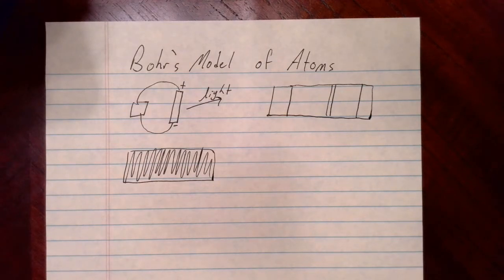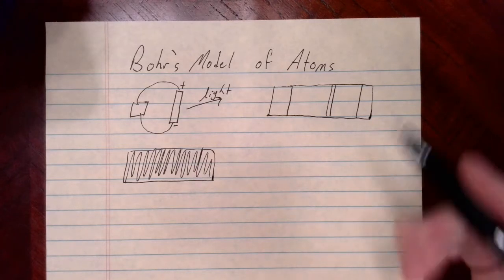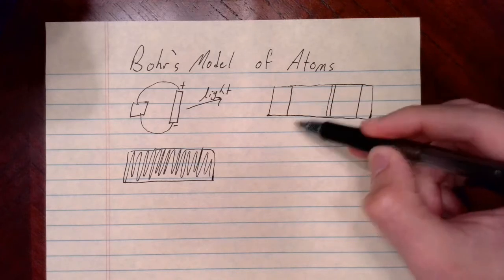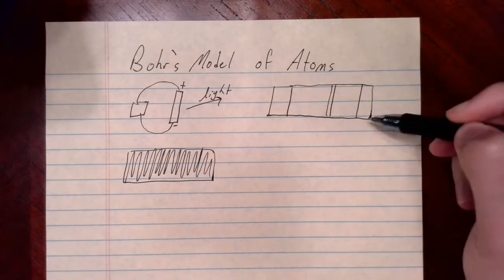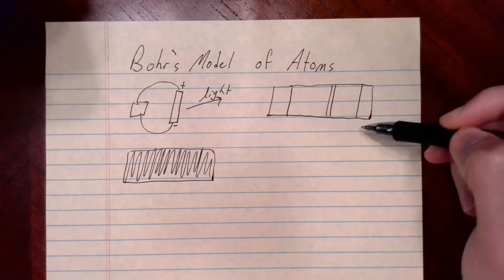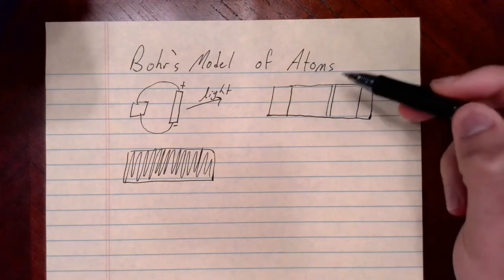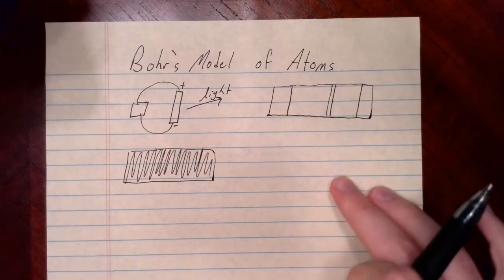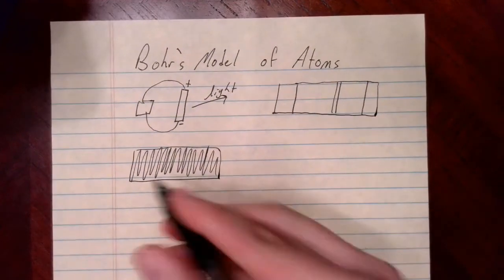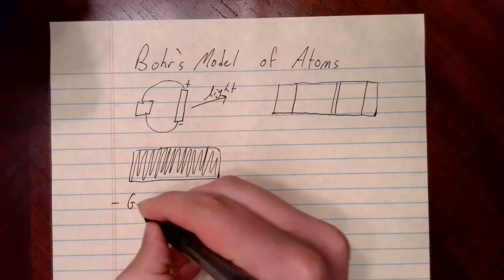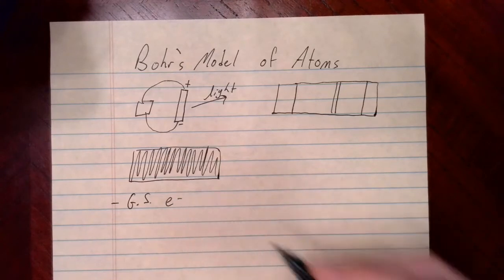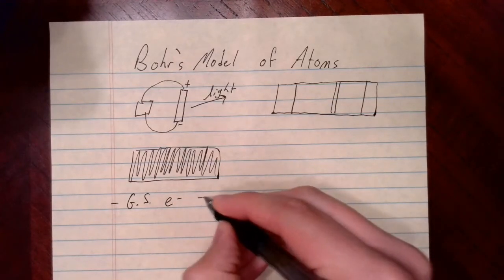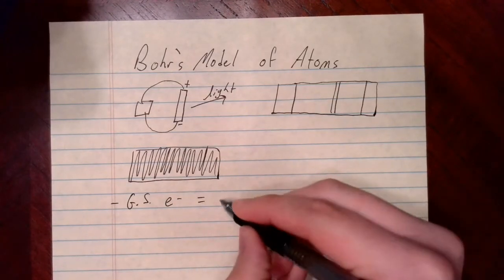So given this information, he came up with this theory. He had this theory that, well, if we only see lines at very specific places, there has to be something that is creating light at these very specific energies. So now let's talk about two terms that we'll use to describe electrons. We have a ground state electron, so I'll abbreviate GS electron, and that's just an electron in its lowest energy location.